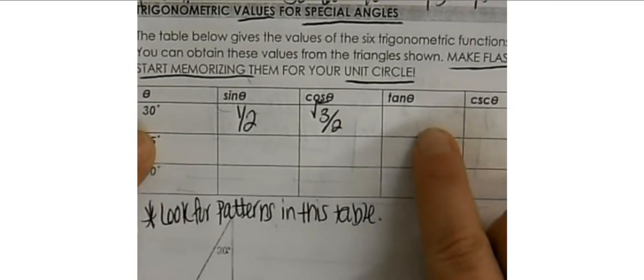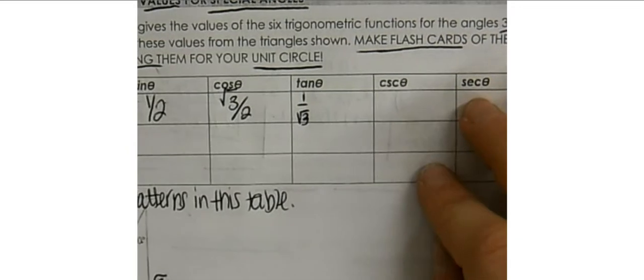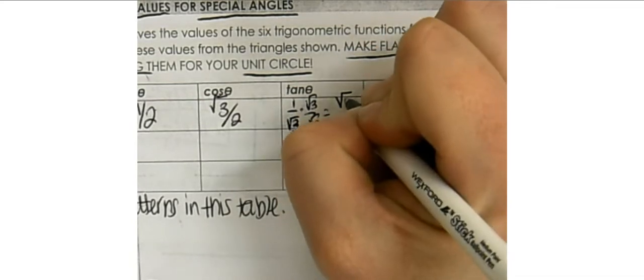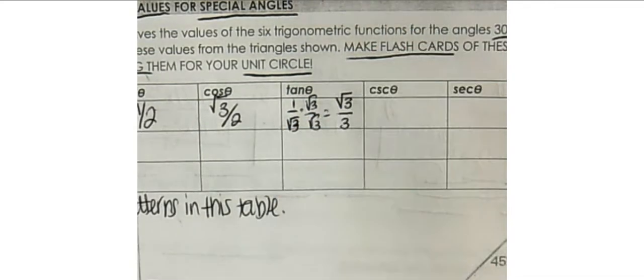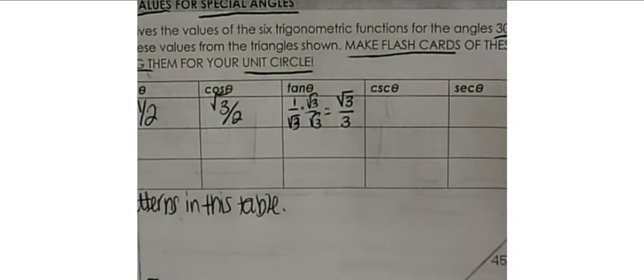Let's look at the tangent of 30 degrees. The tangent of 30 degrees is the opposite divided by the adjacent. So my opposite is 1 and my adjacent is the square root of 3. So I'm going to write 1 over the square root of 3. But you're not allowed to have a root in your bottom, so we have to multiply the top and the bottom by the square root of 3. So our answer for the tangent of theta is the square root of 3 over 3. Or the tangent of 30 degrees is the square root of 3 over 3.